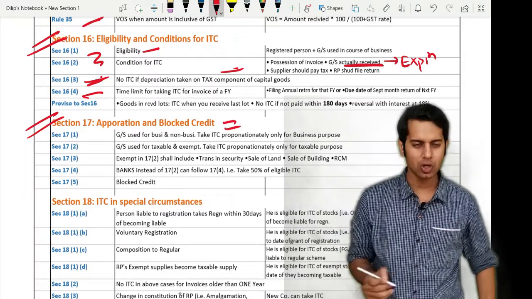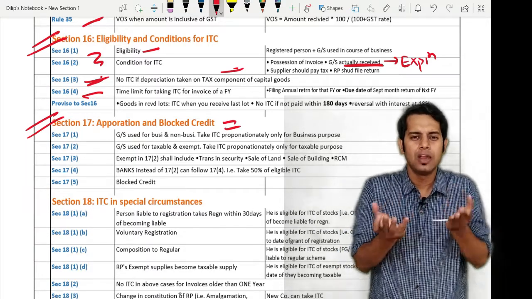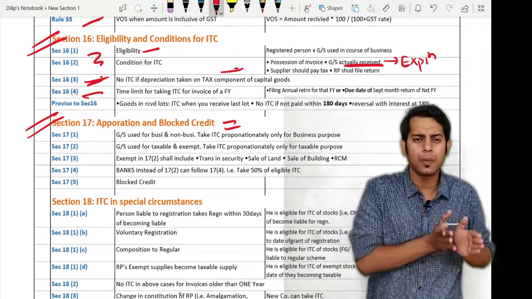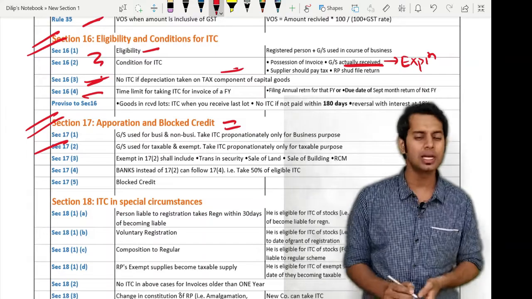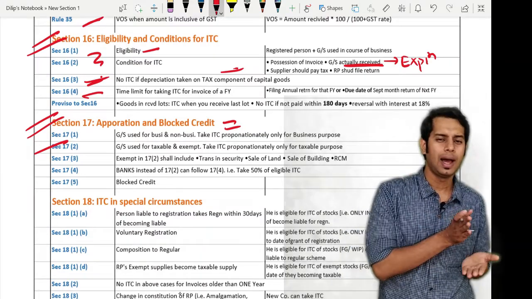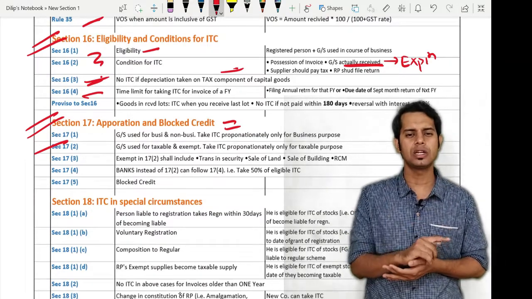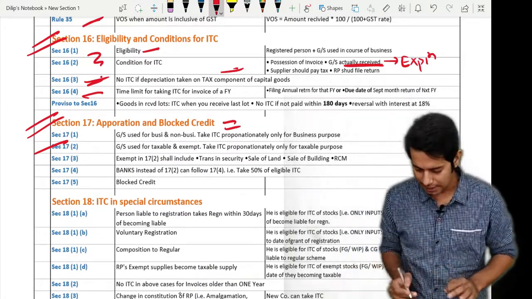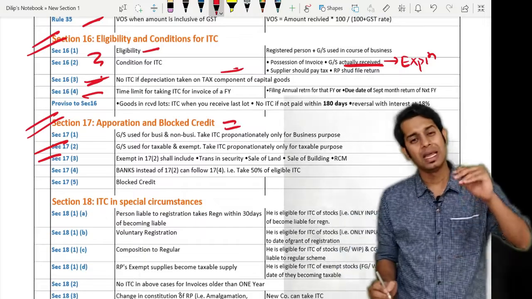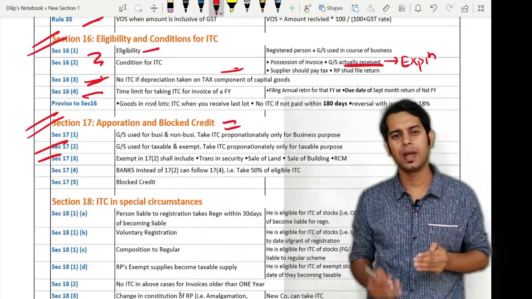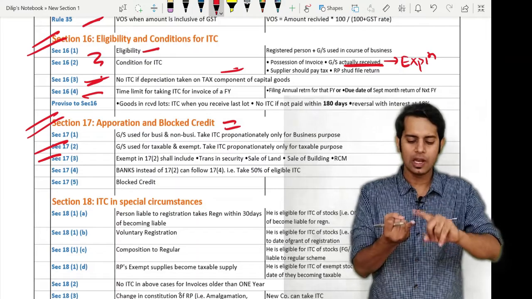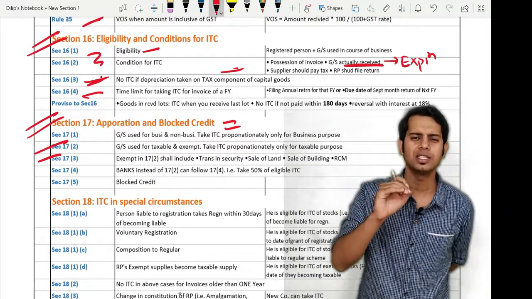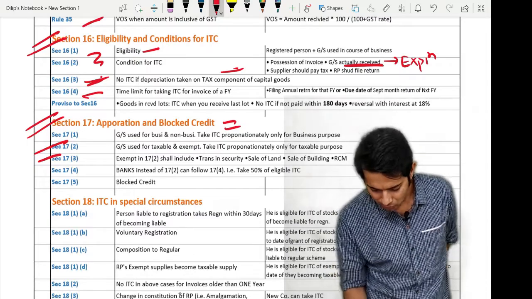What does section 17 talk about? Section 17.1 says that if the goods or services are used for business purpose and non-business purpose, take ITC only proportionately for business purpose. 17.2 says that if the goods or services are used for taxable purpose, including zero rated supply, and exempt purpose, take ITC only proportionately for taxable purpose. 17.3 says that in 17.2 I am talking about exempt supply. That exempt supply shall include sale of land, sale of building, transaction in securities and supply liable to reverse charge.